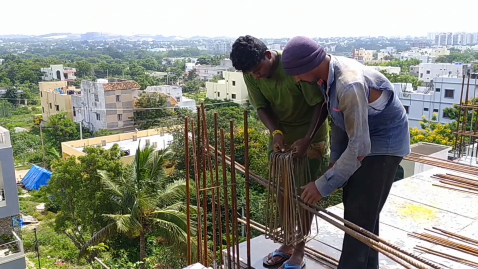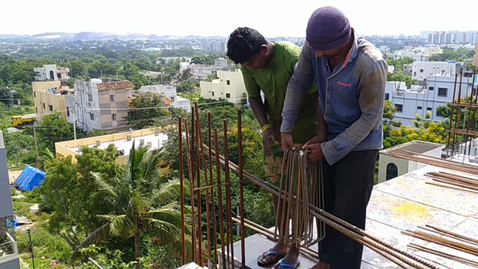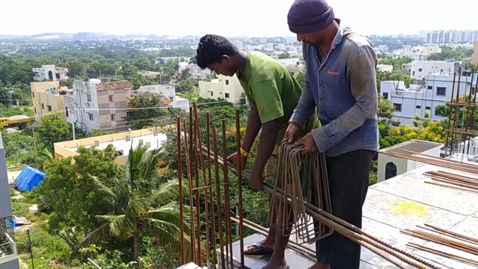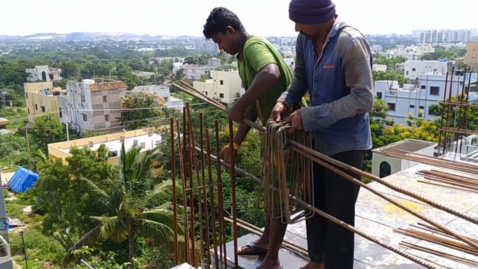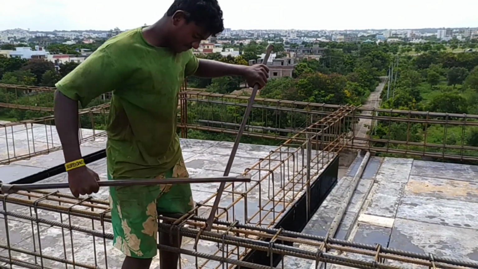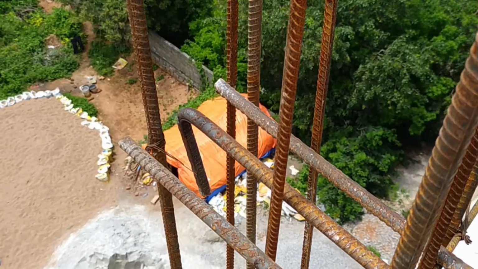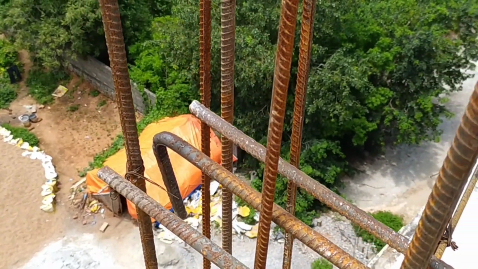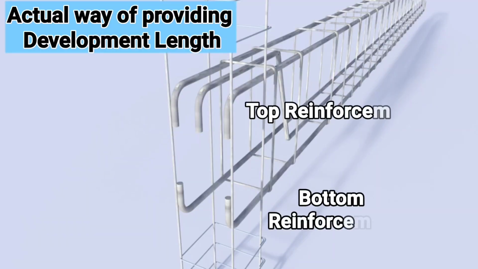It is ensured that the beam reinforcement are beside the column reinforcement so that they are binded by bending the top reinforcement like an L. This L bend is known as the development length. This bending is done for the bottom reinforcement too.